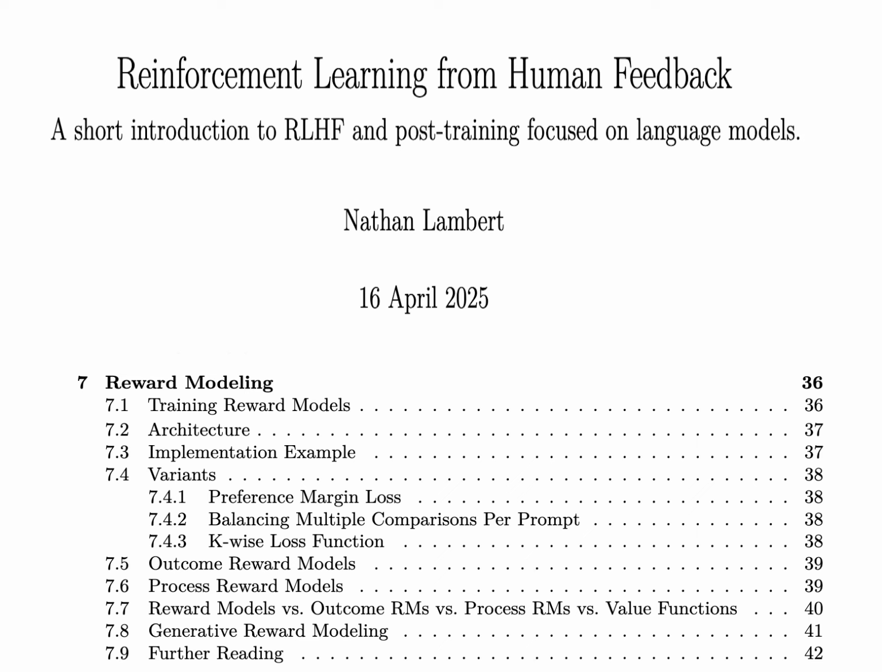Avoid any position biases and ensure that the order in which the responses were presented does not influence your decision. Do not allow the length of the responses to influence your evaluation. Do not favor certain names of the assistants, be as objective as possible. After providing your explanation, output your final verdict by strictly following this format: A, if assistant A is better, B, if assistant B is better, and C, for a tie.